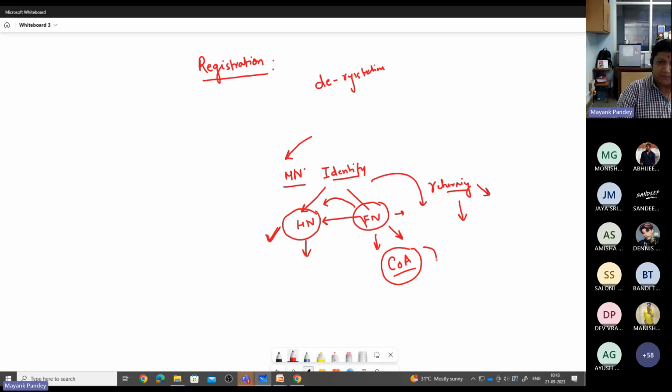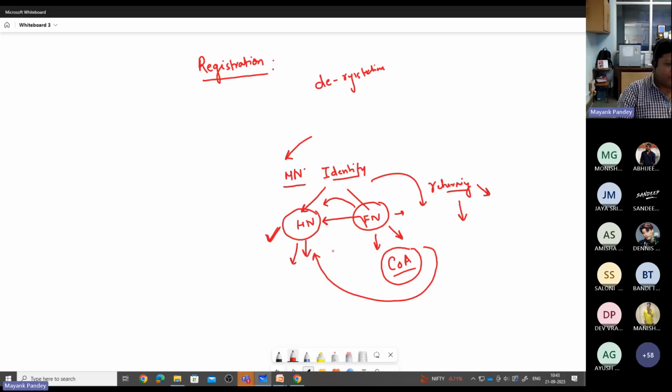When the mobile node comes back to its home network, you need to tell the home network that I'm back now. There is no point of a care of address. I've got my own address. So it needs to deregister itself.